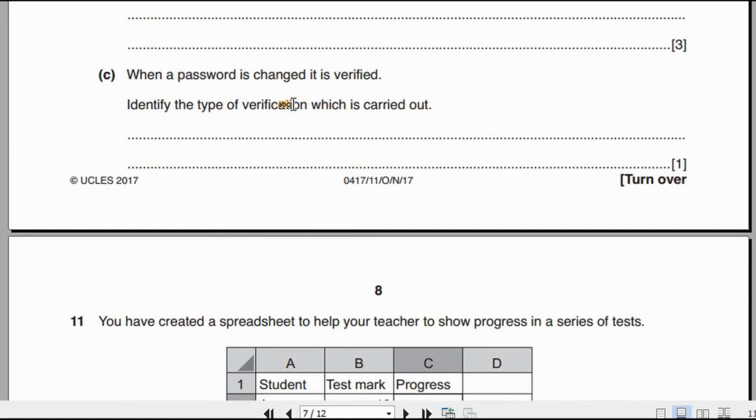We are talking about verification, not validation. There are basically two types of verification: visual check and double data entry. You can write either of them and you will get the marks.